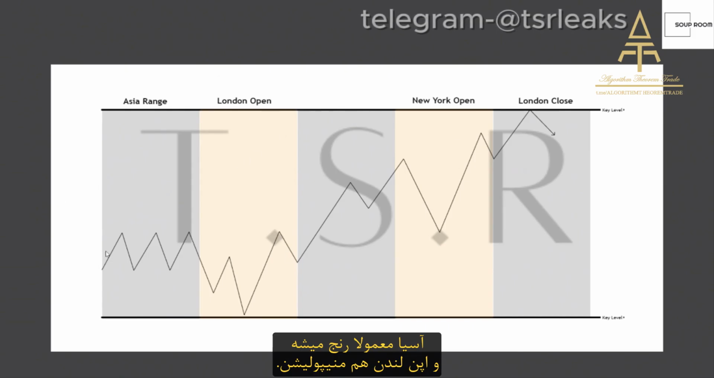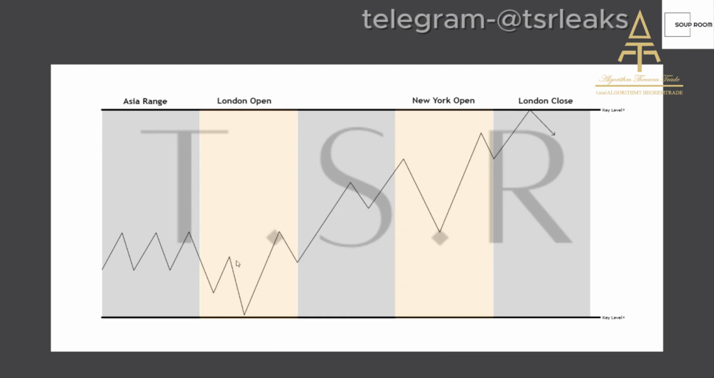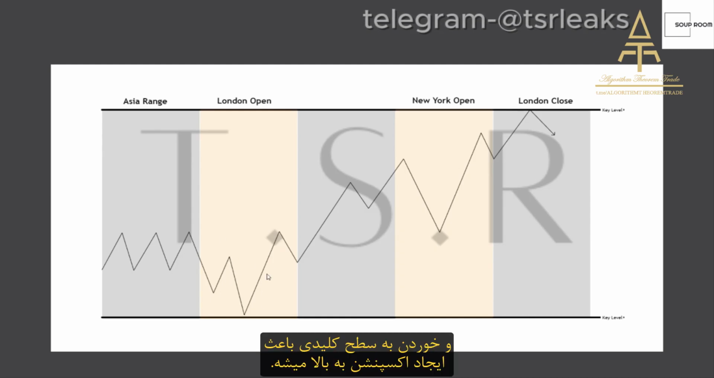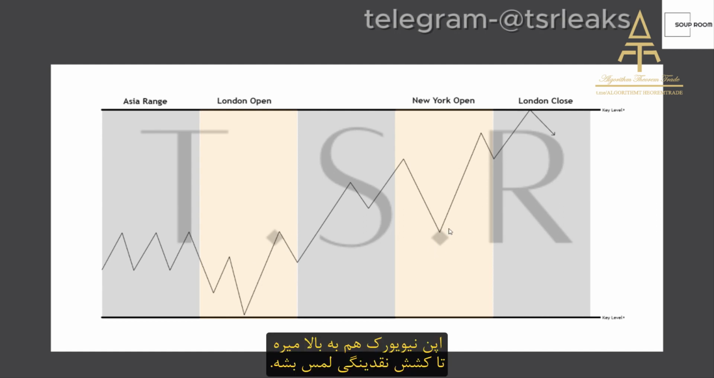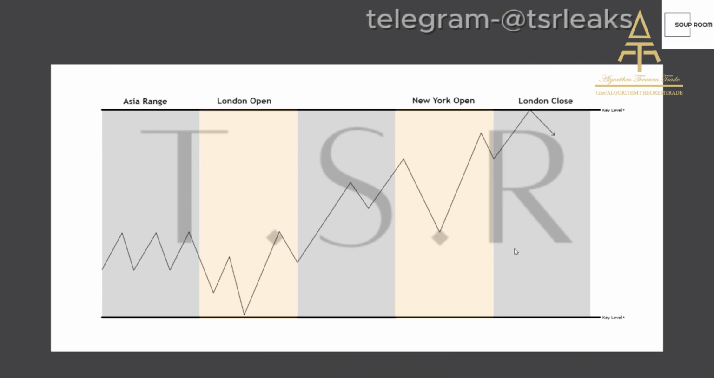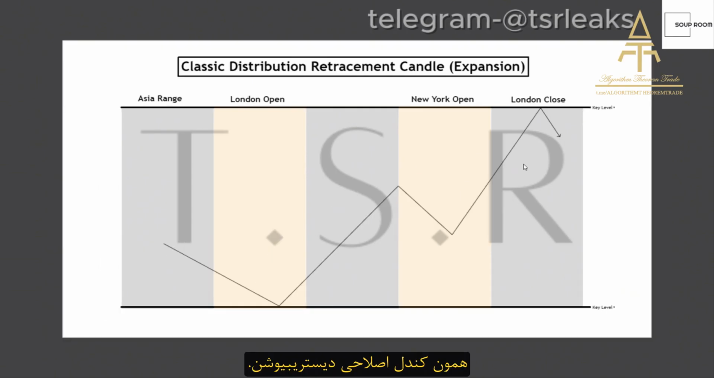All right, so little summary. Asia session will usually be a range. The London Open will be the manipulation, testing a key level and then causing the expansion towards the draw on liquidity. And the New York Open continues the expansion higher until the draw on liquidity is reached. So that finalizes profile number 1, which would be the classic distribution retracement candle number 1.